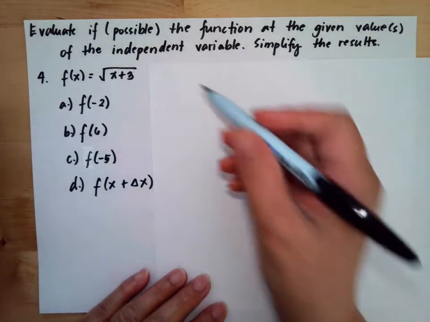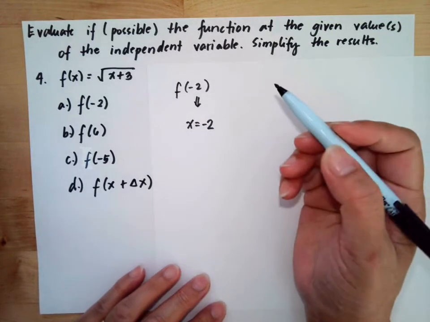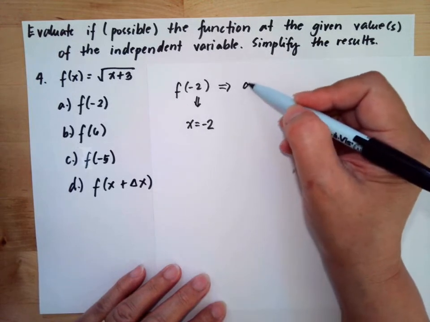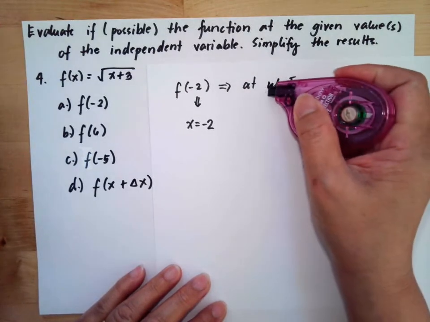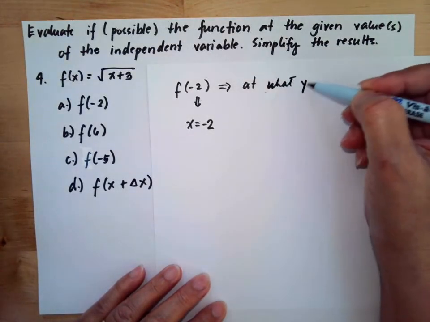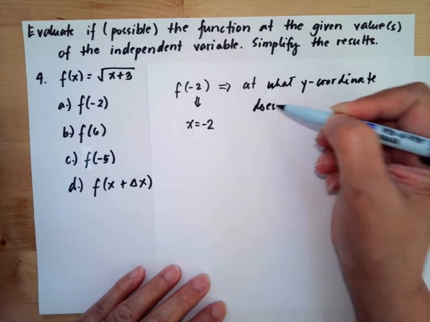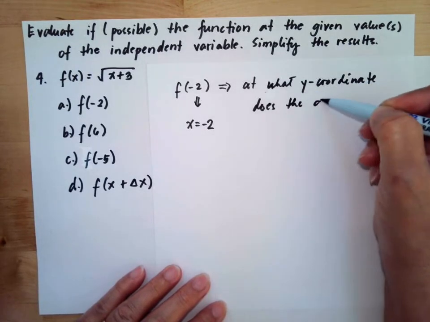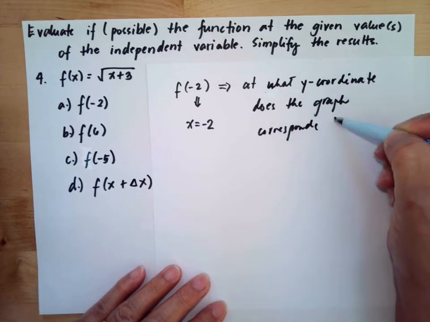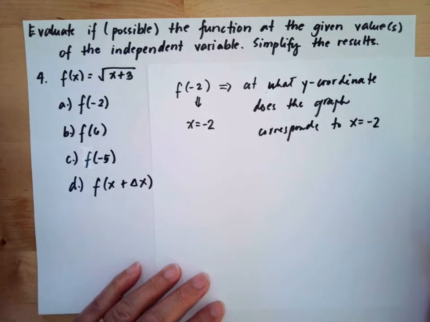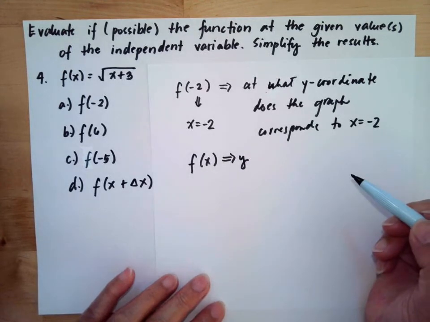So, the f of negative 2 only implies that x is equal to negative 2. So, what we are looking for is at what y value, or y coordinate, does the graph correspond to x is equal to negative 2. Meaning, the f of x is the y coordinate.